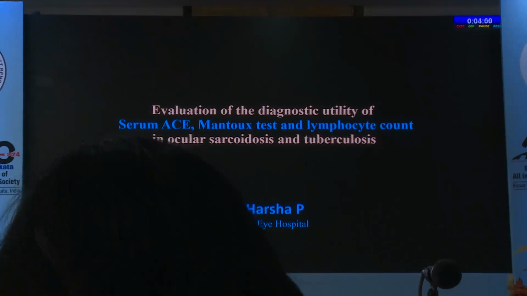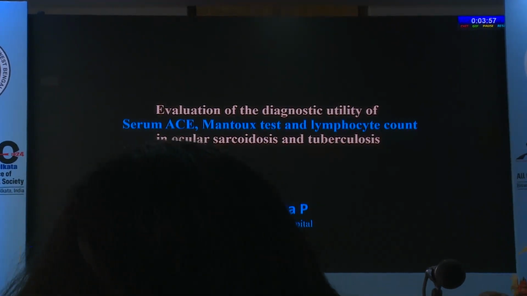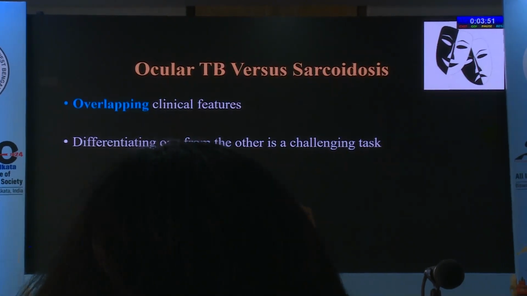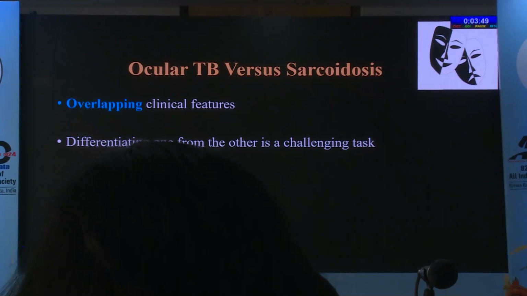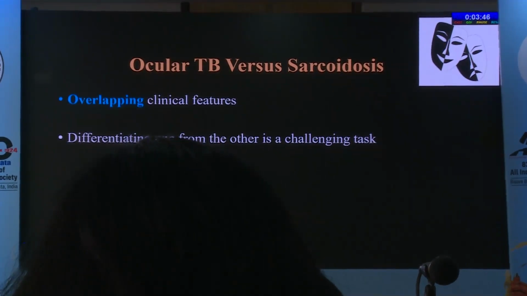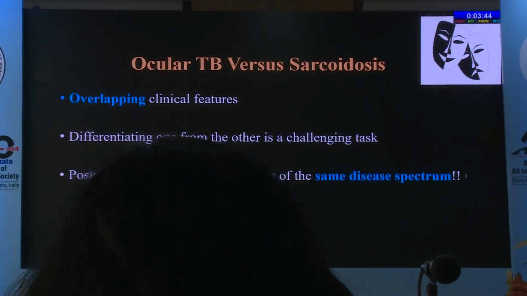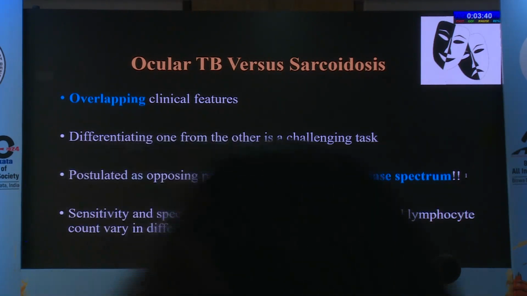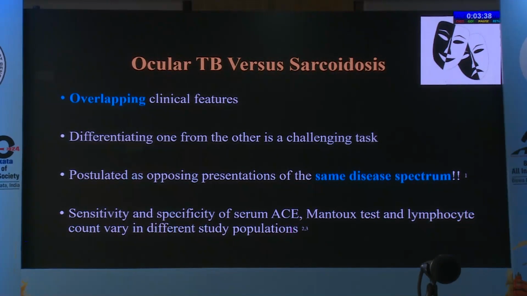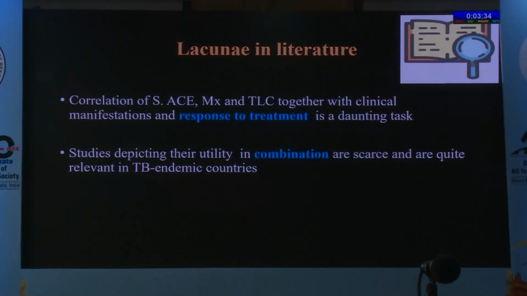Good afternoon, everyone. I'll be talking on the evaluation of diagnostic utility of serum ACE, MANTU and lymphocyte in ocular sarcoidosis and tuberculosis. Ocular TB and sarcoidosis are two diseases with overlapping clinical features, and differentiating one from the other is a challenging task. They are even postulated as opposing presentations of the same disease spectrum. Sensitivity and specificity of ACE, MANTU and lymphocyte vary in different study populations. Studies depicting their utility in combination are scarce and are quite relevant in TB endemic countries like India.